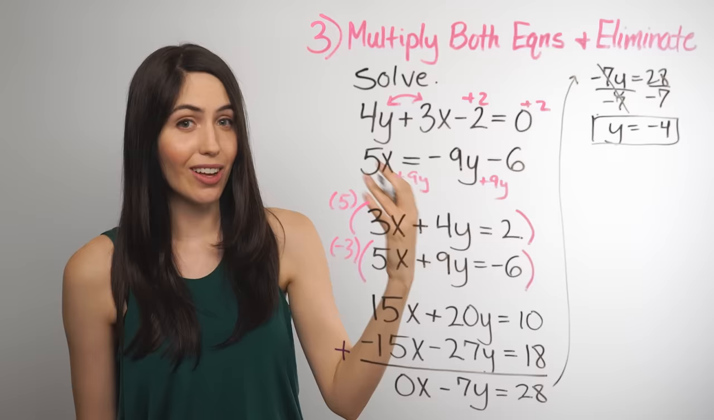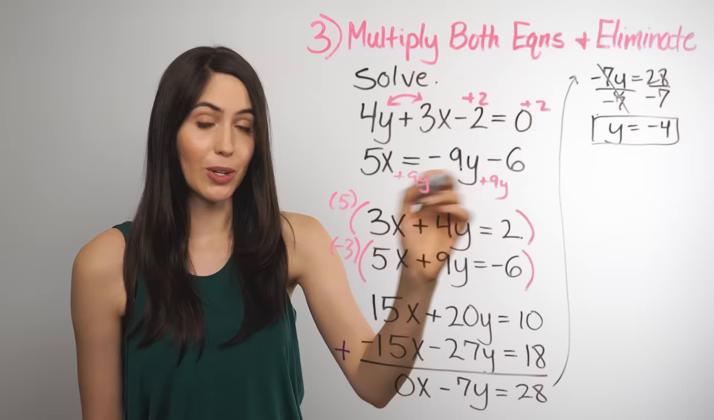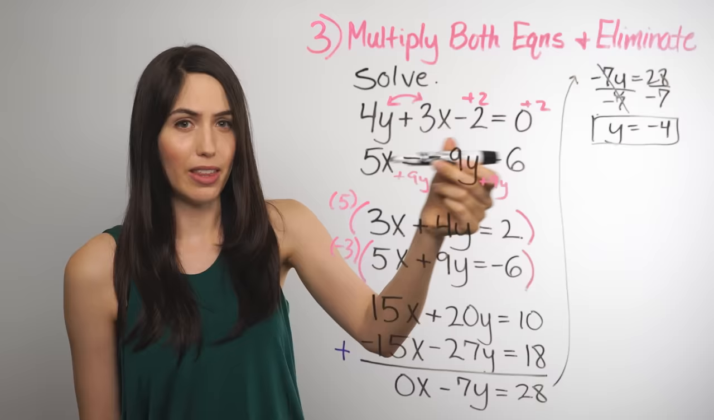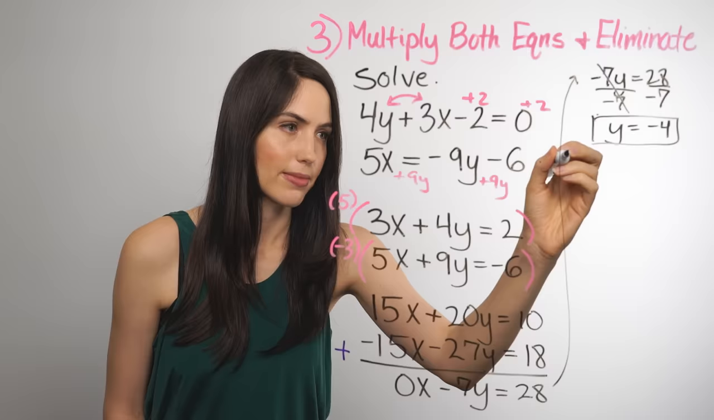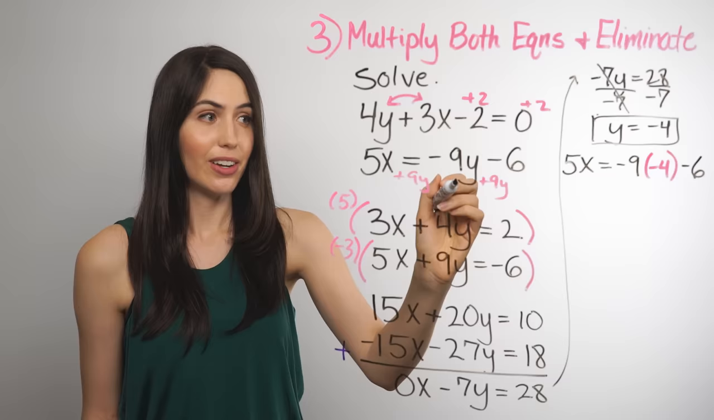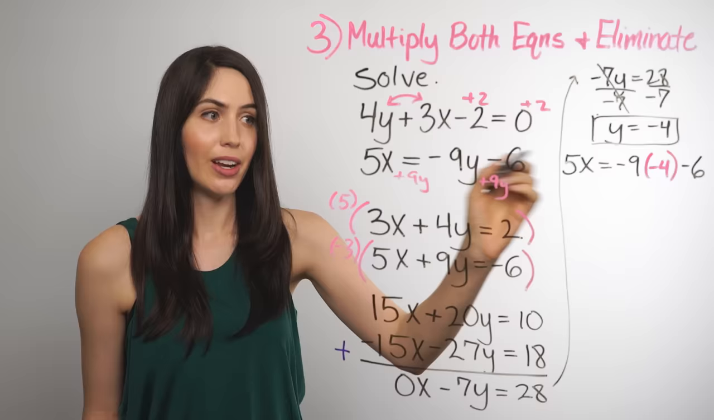So use this, plug into one of these equations. I'll use the second one this time. You can use this set or this set, doesn't matter. So I'm going to plug into this one. So I plugged in a negative 4 for y here. We have 5x equals negative 9 times negative 4 minus 6. Now we can solve this for x.